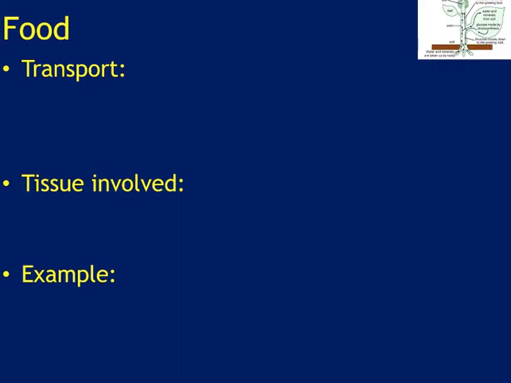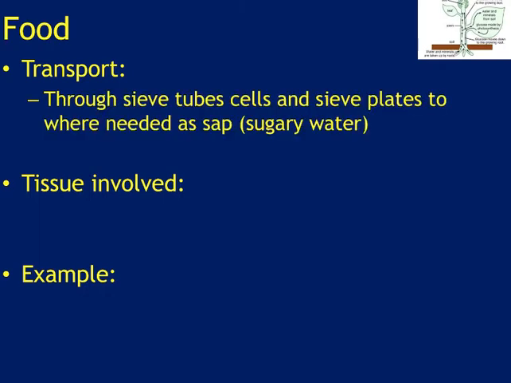From here we talk about the food side of transport. We've already looked at water and root pressure, transpiration, cohesion and adhesion to move water from the xylem in your roots to your stems. We talked about osmosis, how water gets into root hairs and diffuses across your ground tissue to your xylem. So now we're just going to look at the food component. Food is going to be transported through the sieve tube cells and the sieve plates to wherever it's needed, and it's transported as something called sap. Essentially sap is just sugary water.